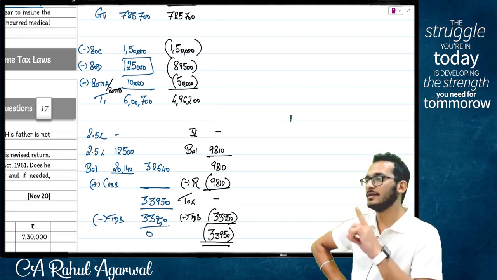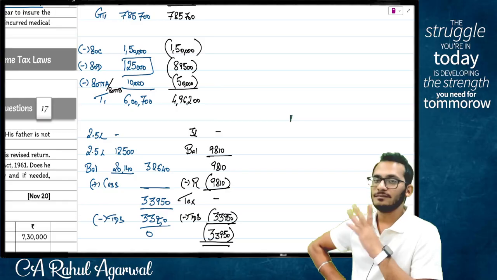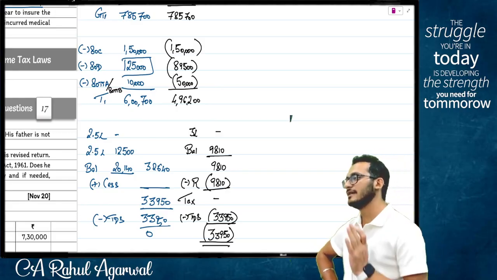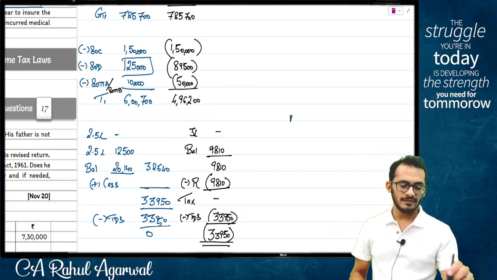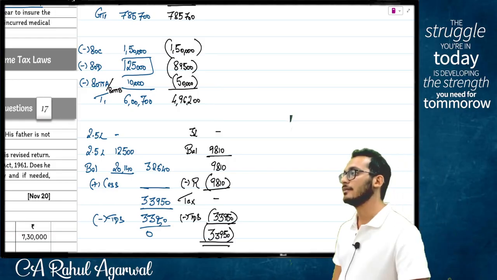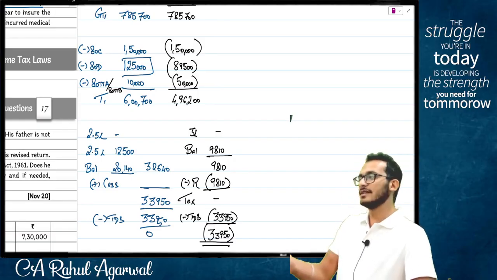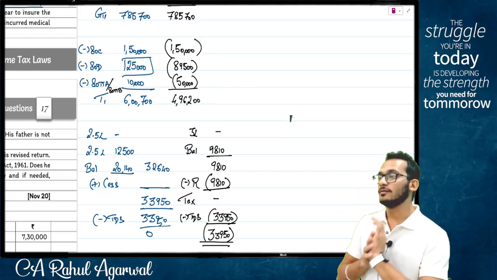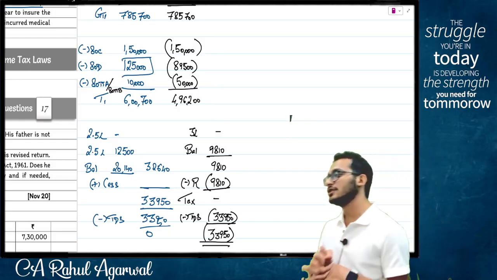Only one mistake the person did. He did not understand his age properly, and the reason is very simple, because it was never in the act. It was mentioned by a circular, which only CAs would know. So here is a question where you need to mention things, people.